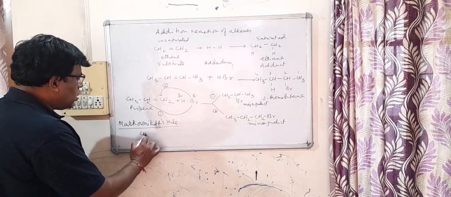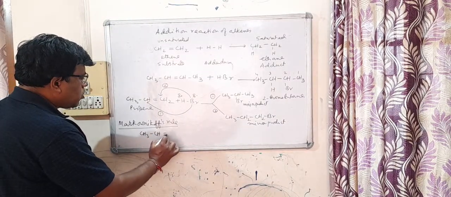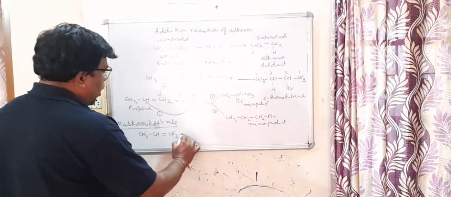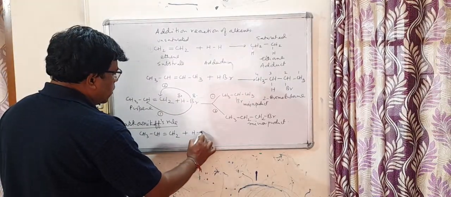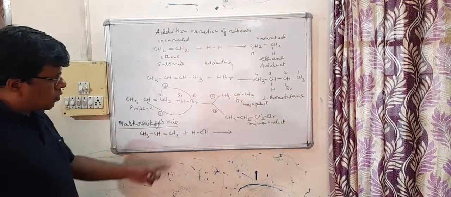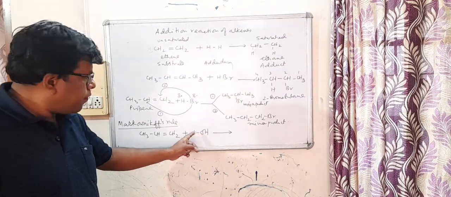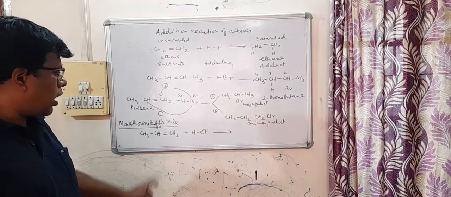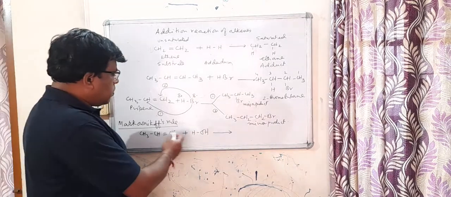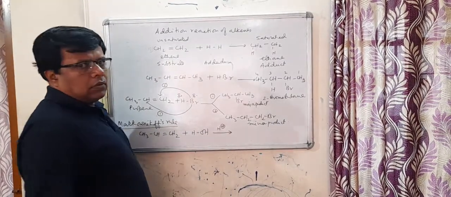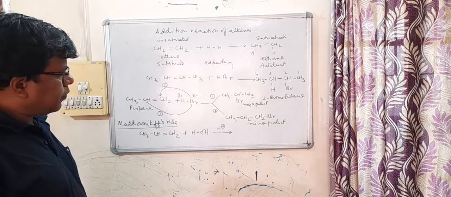Say CH3, CH, double bond, CH2, and you all know this is water. Water can also be added to alkene. This addition takes place in presence of acid as catalyst. H plus is the acid.